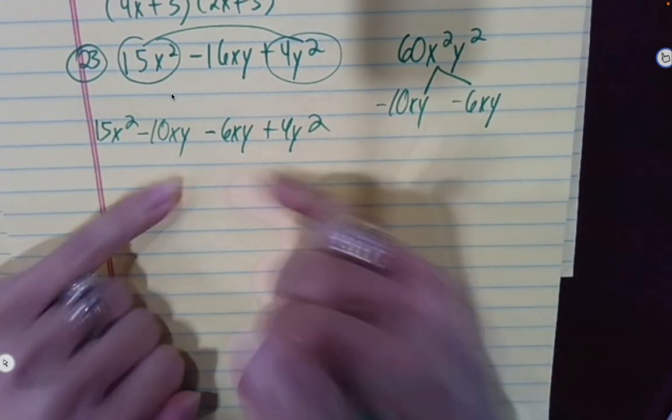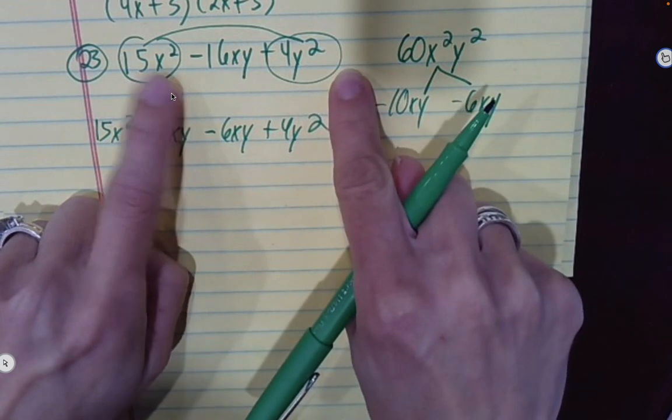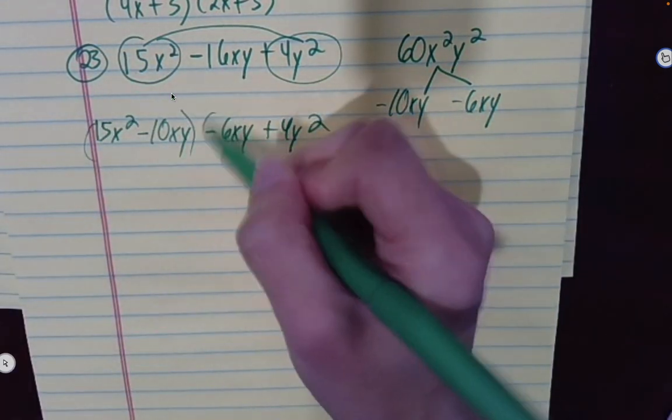Here's your middle two numbers. They both have an x and a y because our first and our last one had x and y. Okay? So I'm going to group and group.